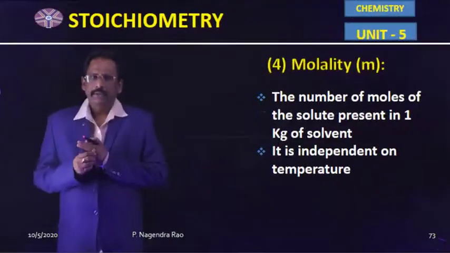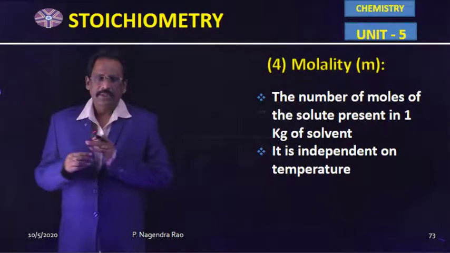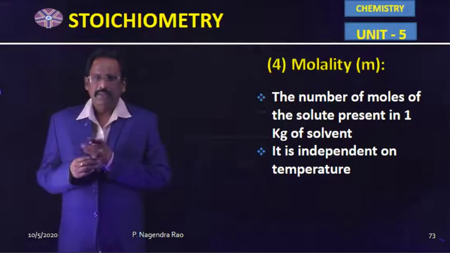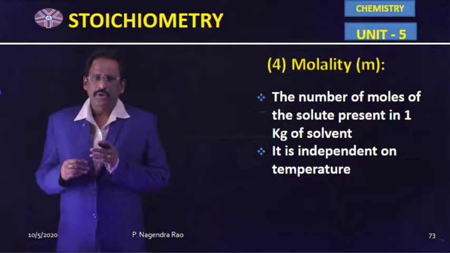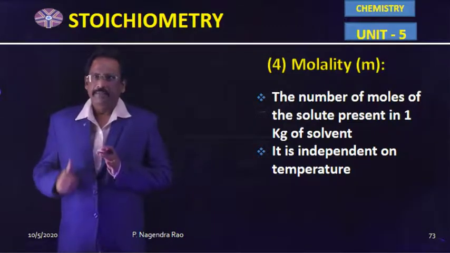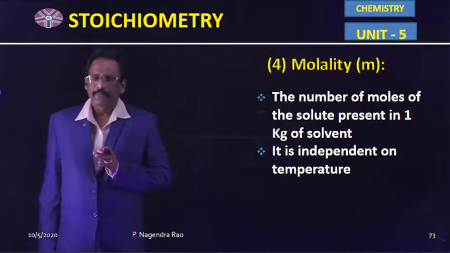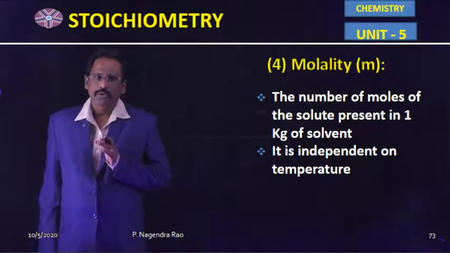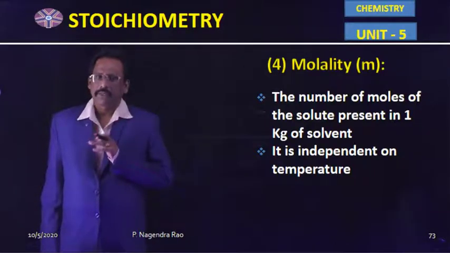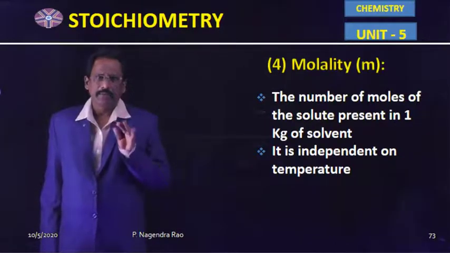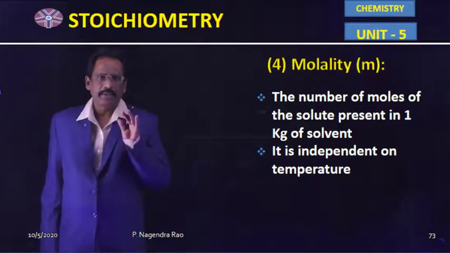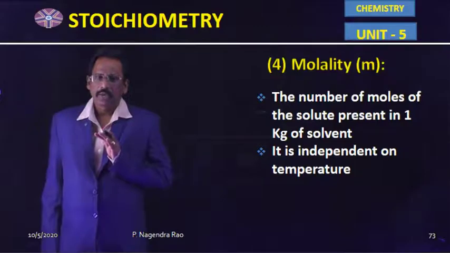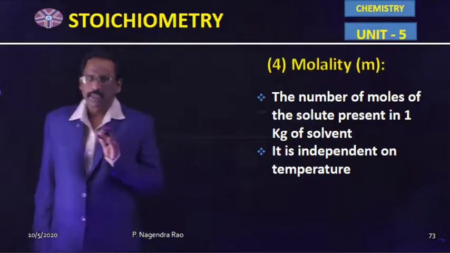The next expression to express the concentration of a solution is molality, small m. It is defined as the number of moles of the solute present in 1000 grams of the solvent, or 1 kilogram weight of the solvent. That is, the number of gram moles of the solute present in 1 kilogram weight of the solvent.